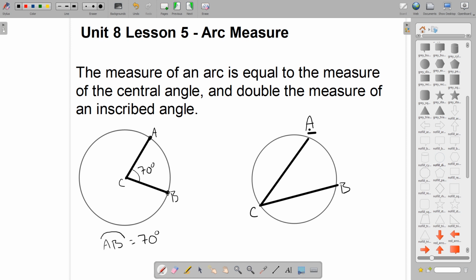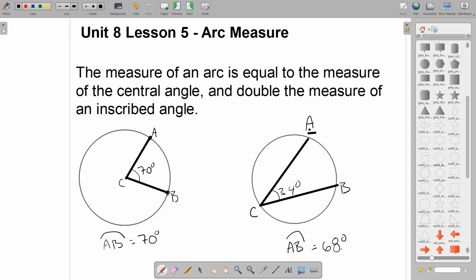Now the arc measure from A to B is going to be equal to double whatever the measure of angle ACB is. So let's say the measure of angle ACB is 34 degrees. That would mean the arc measure from A to B is double that, which would be 68 degrees.